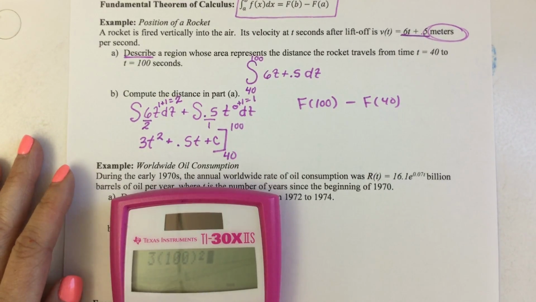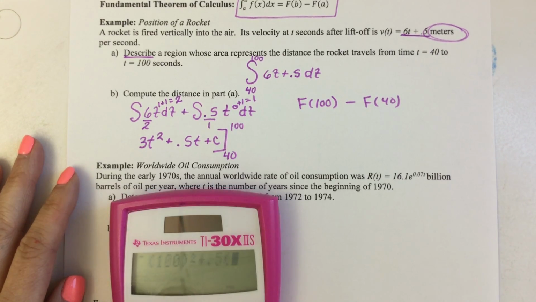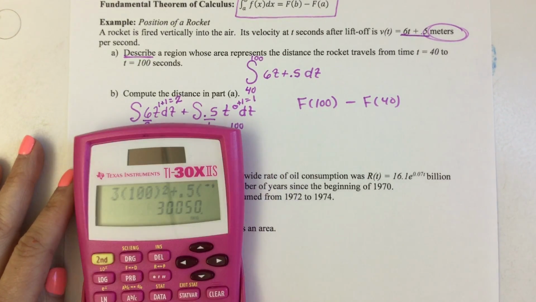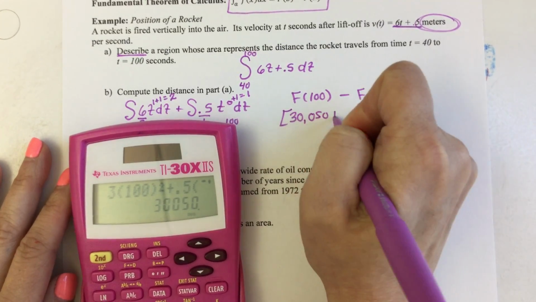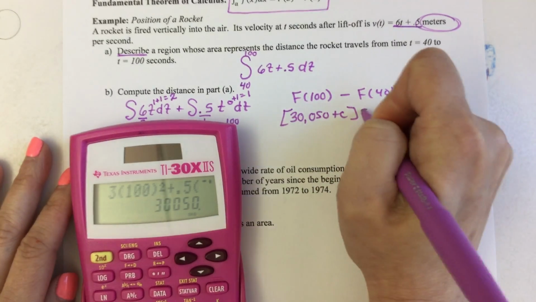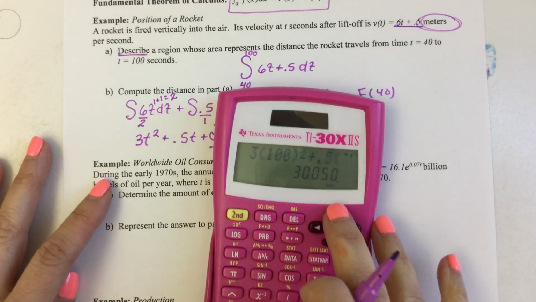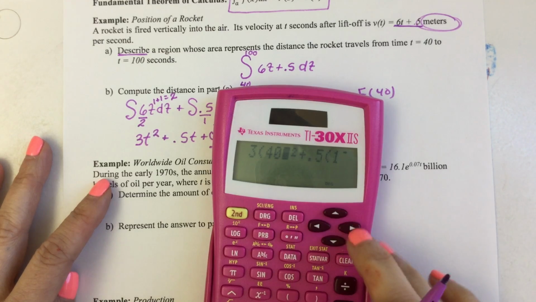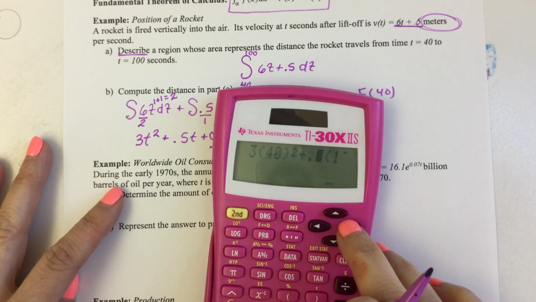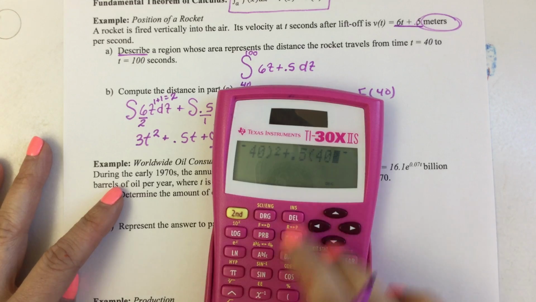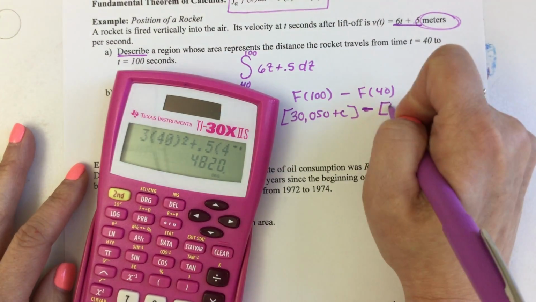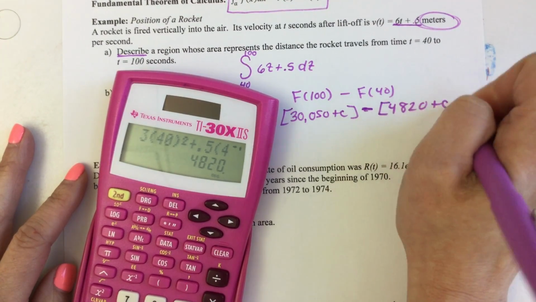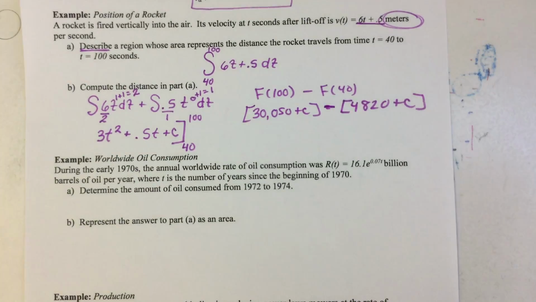Okay, so 3 times 100 squared plus 0.5 times 100. If I fill that in, this is 30,050 plus c. Minus if I fill in a 40. So I'm going to change this to a 40. 3 times 40 squared plus 0.5 times 40. There we go, and make sure I got that. There we go. I get 4,820. Again, it's an antiderivative, so we have our plus c.